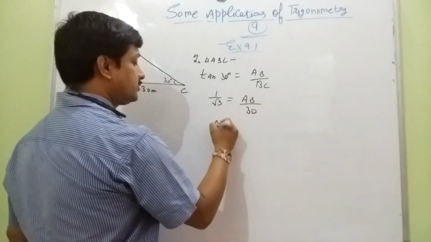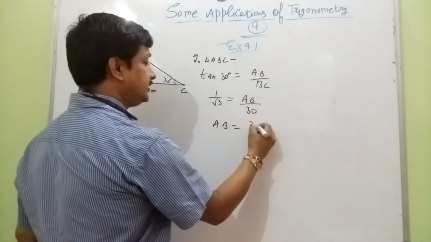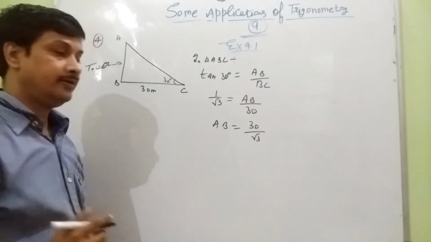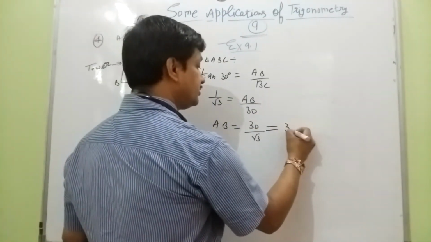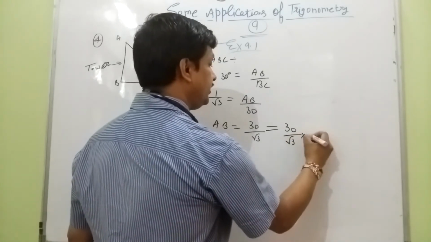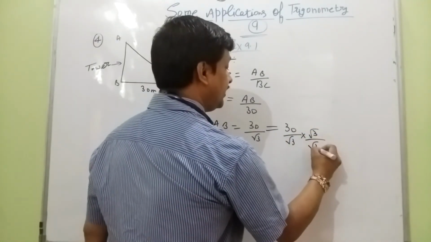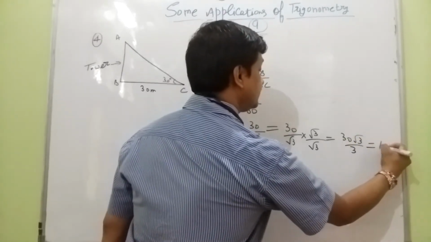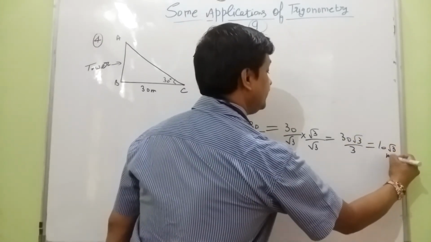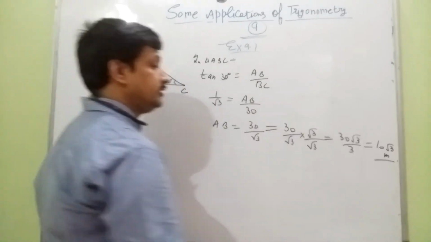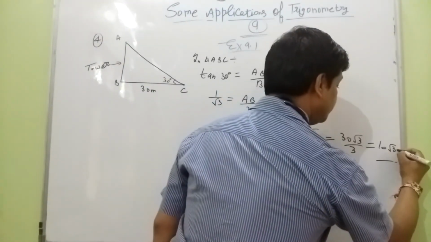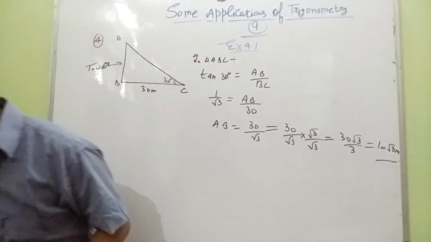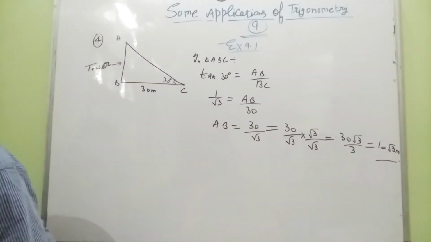So just cross multiply, you will get 30 upon root 3, because 30 will be multiplied here. Now rationalize the terms. You can multiply the numerator and denominator by root 3. You will get 30 root 3 upon 3, that is 10 root 3 meters. So this is the answer. It is a very simple question. So note down this.